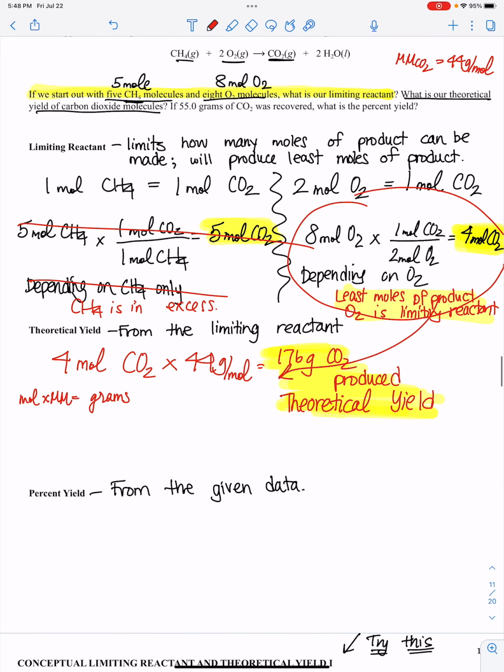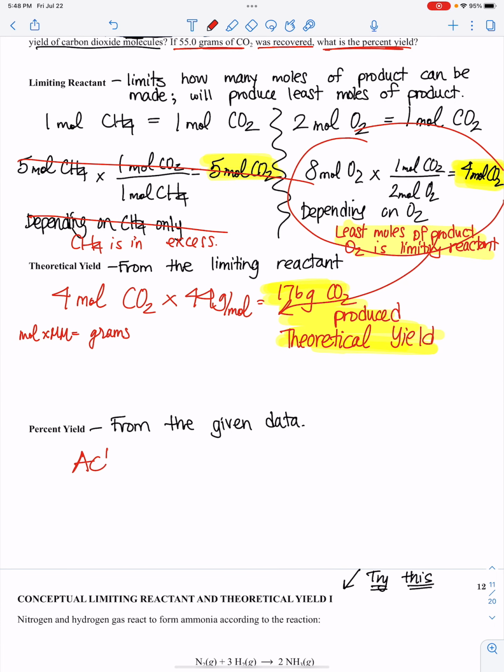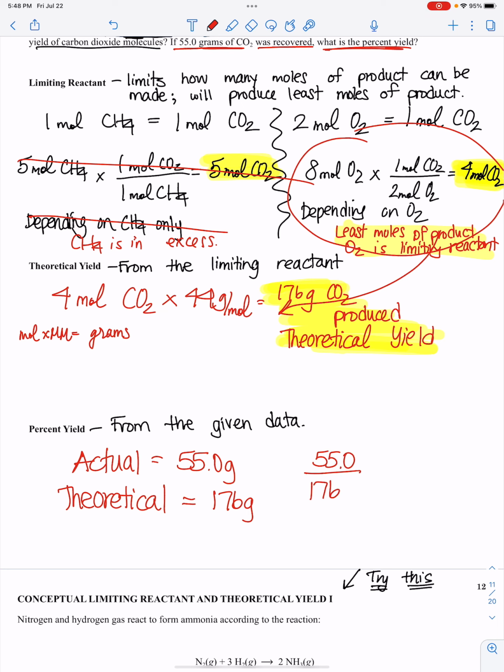Well, in this question, it says if 55 grams of CO2 were recovered, what is the percent yield? Well, actual is the 55 grams. Theoretical is what I just calculated, what I should get from my limiting reactant, 176 grams. If I divide these two, 55 divided by 176, and I multiply by 100, I will get 31.25% yield.